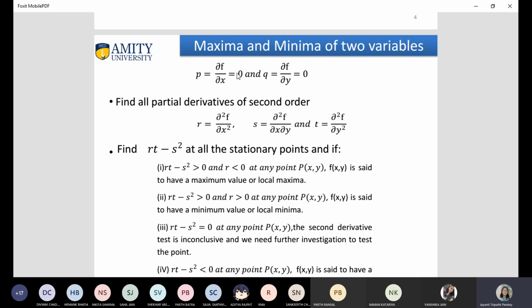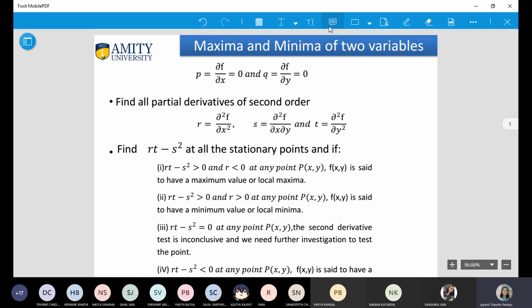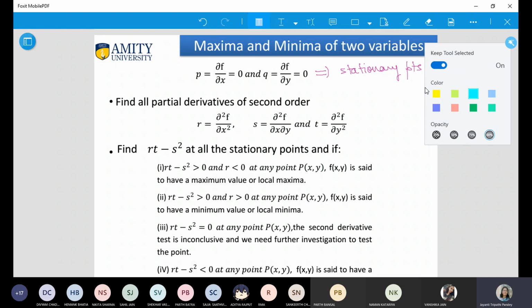So first thing is you find p and q and you equate it to 0 to know the points at which you can find the tangent. Then you find rt minus s square at all these stationary points. The points at which this holds will give you stationary points or critical points. At all these points you will find rt minus s square. Now see this condition carefully. I'm just highlighting these conditions.